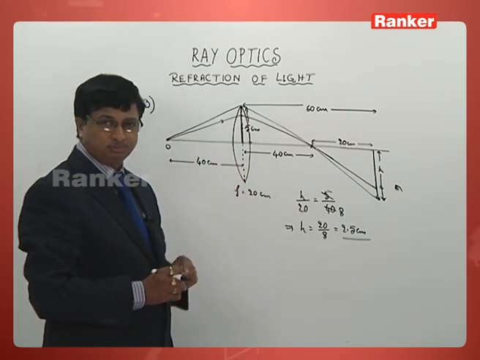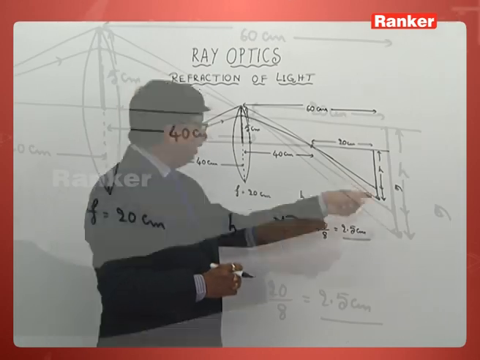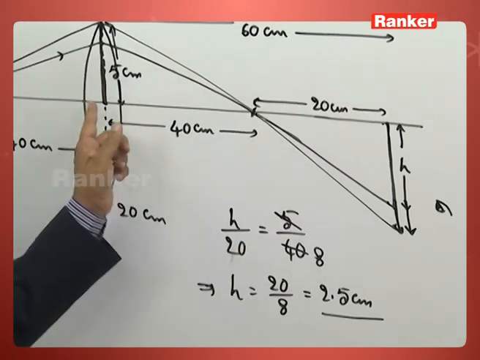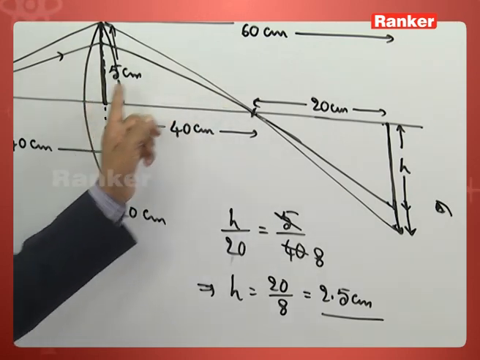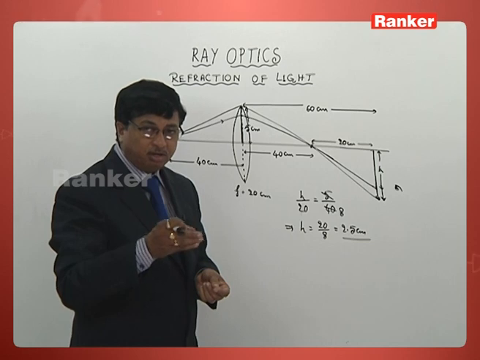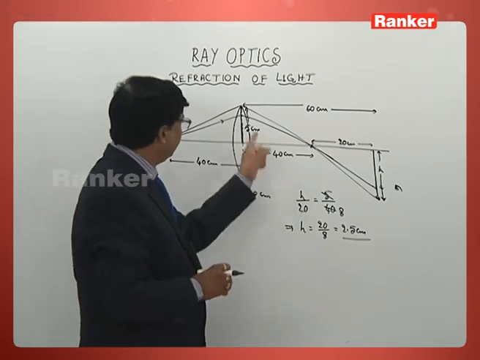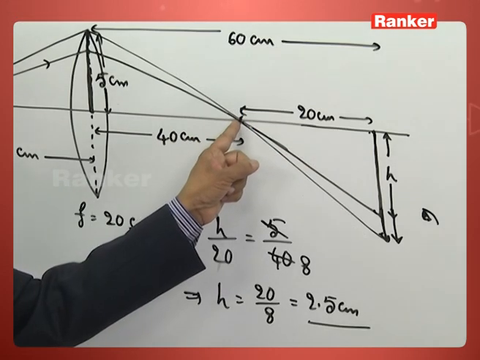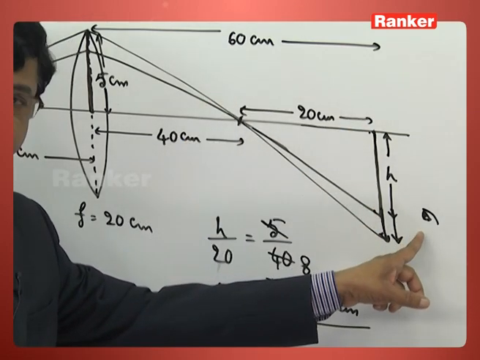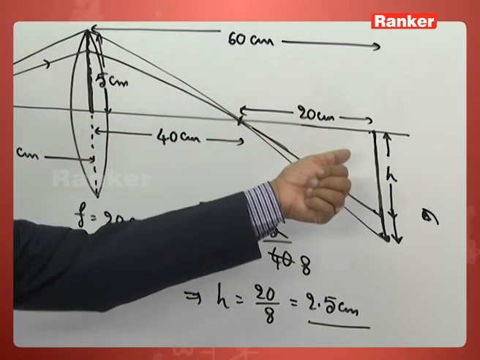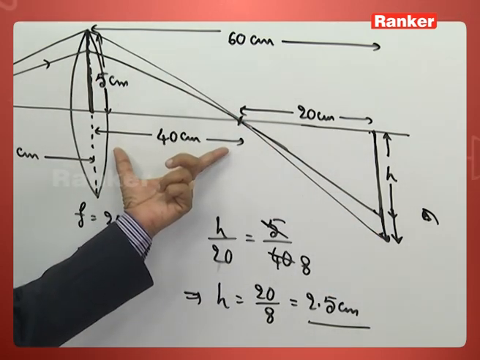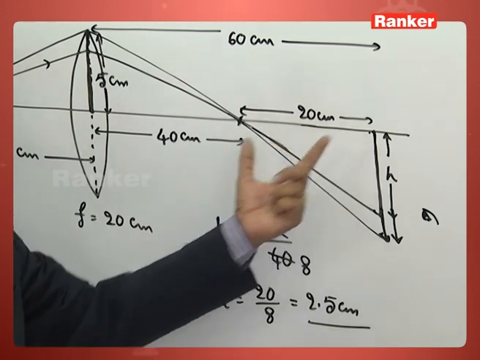That is true. But our eye is not kept here now. It's kept below this principal axis, at a distance of 60 centimeter. That is what has been given in the problem. That means the rays which are being converged here once again diverge and your eye is somewhere here now. At what distance is it placed now? 60 centimeter. Then this distance we know is 40, so automatically this becomes 20.